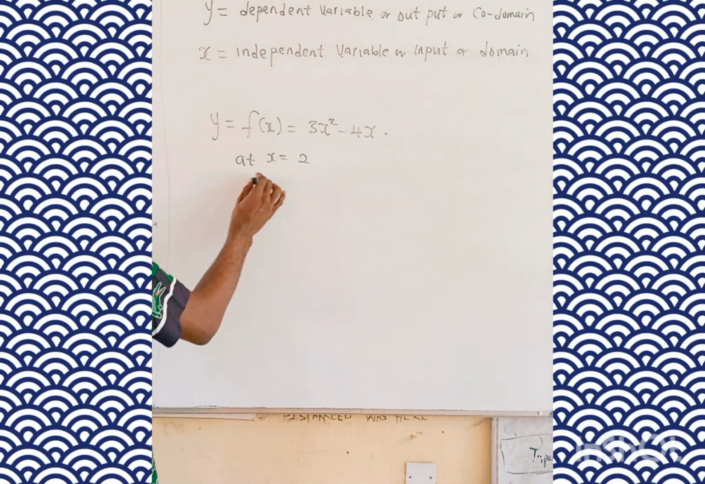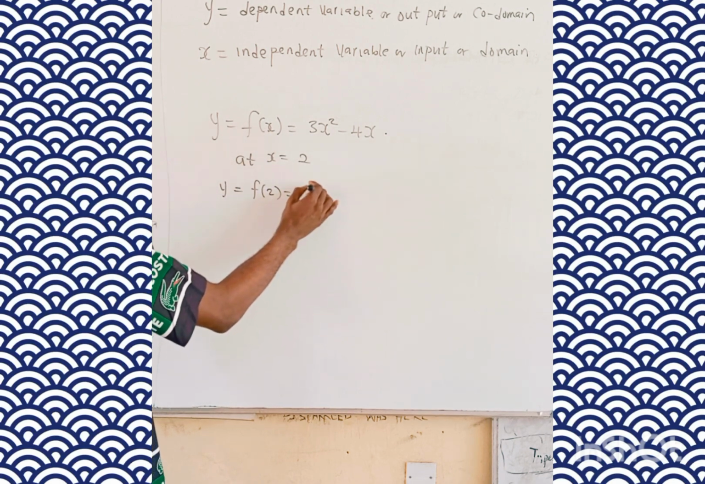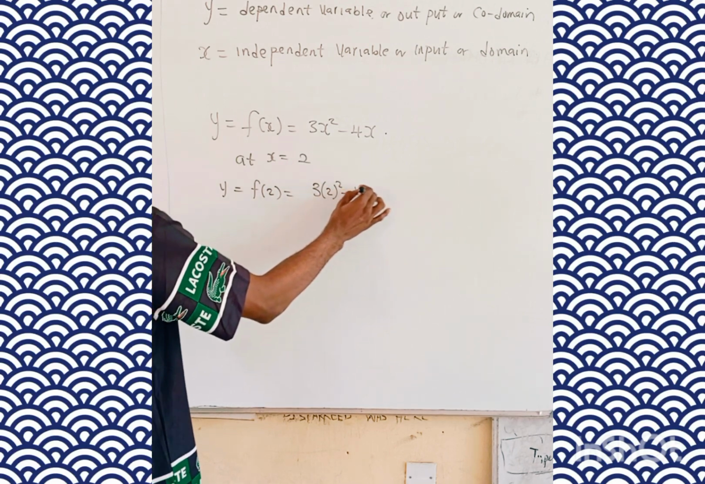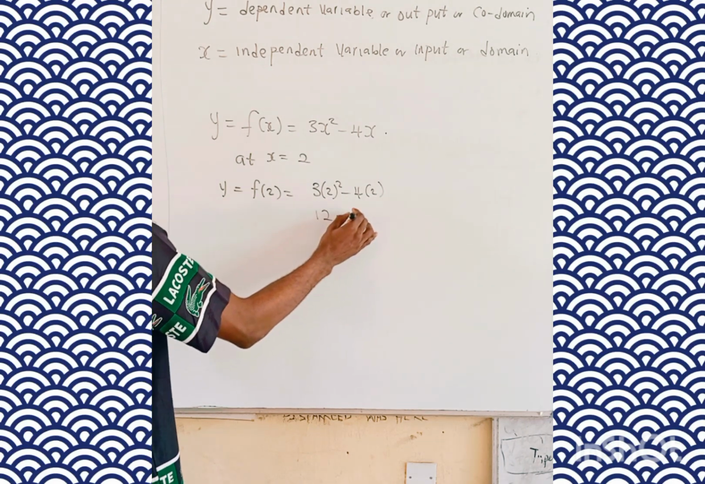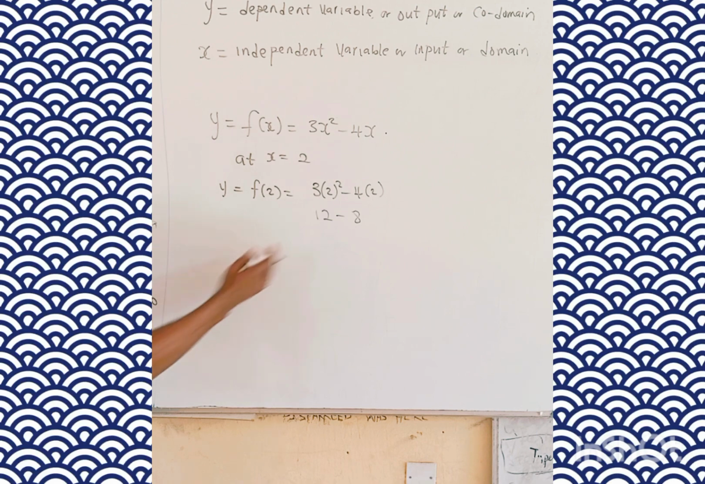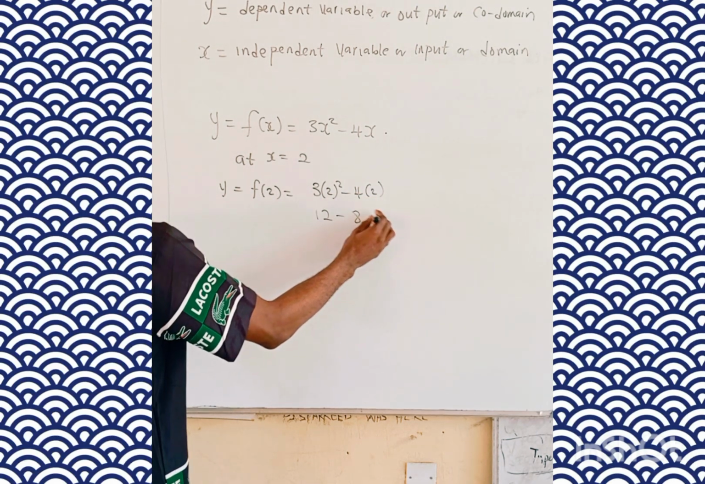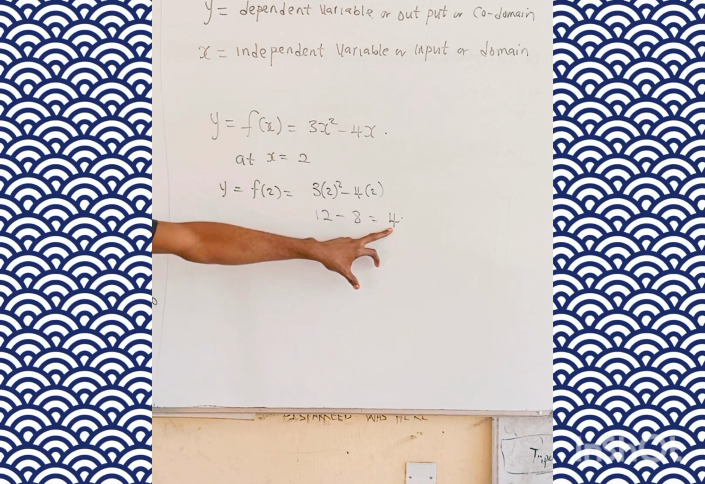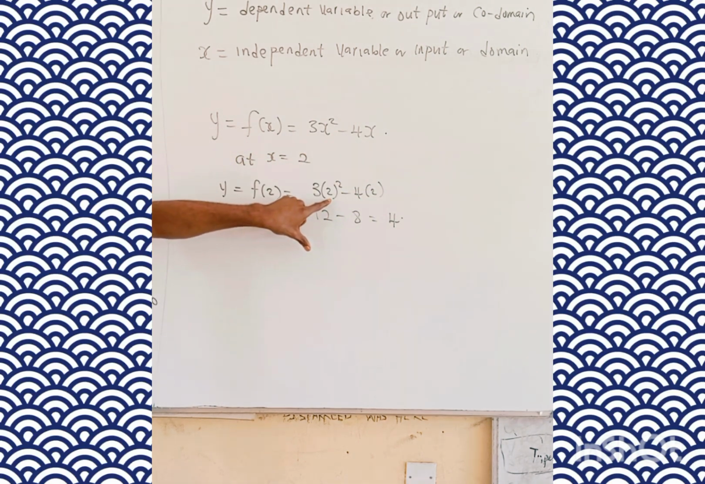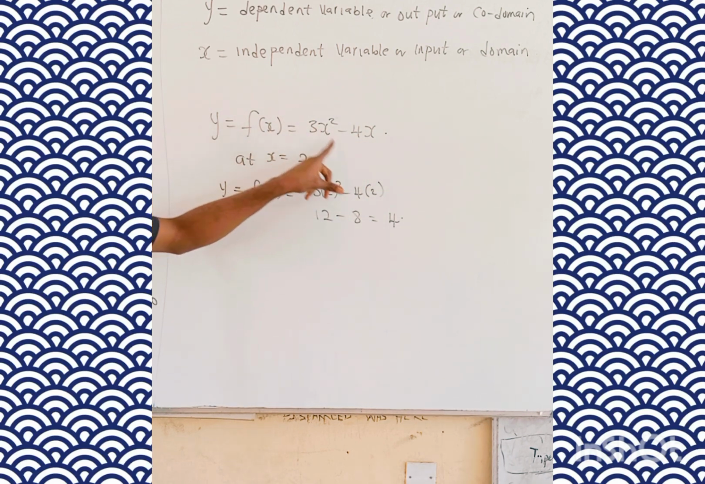We have y equal to f of 2, because when x is 2 we have 3 times 2 squared minus 4 times 2. 2 squared is 4, and 4 times 3 is 12, minus 8, because 4 times 2 is 8. 12 minus 8 is equal to 4. So the numerical input is 2 and the numerical output is 4. This is the process by which the input is transformed into output.